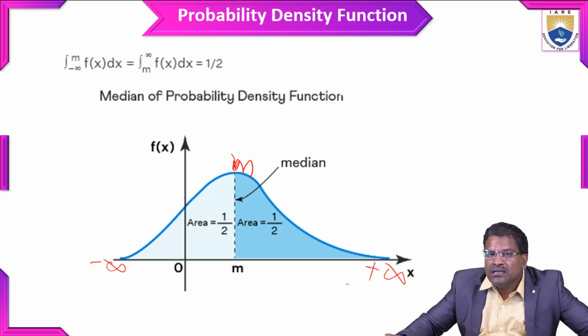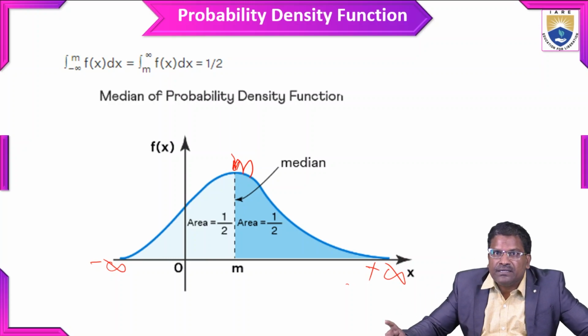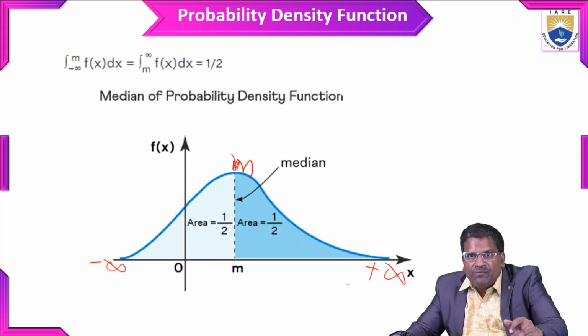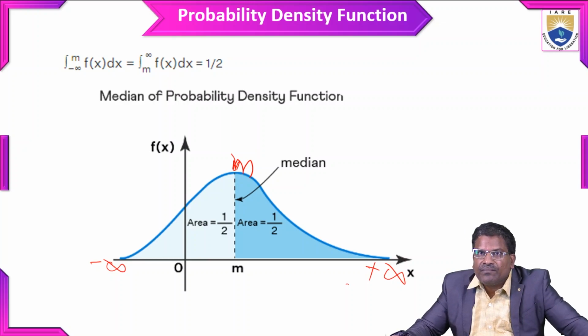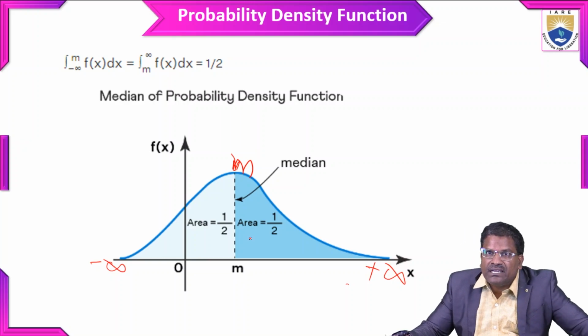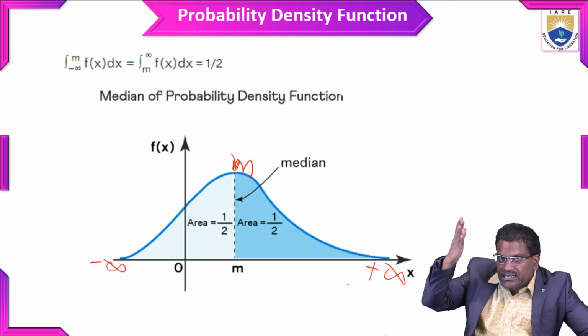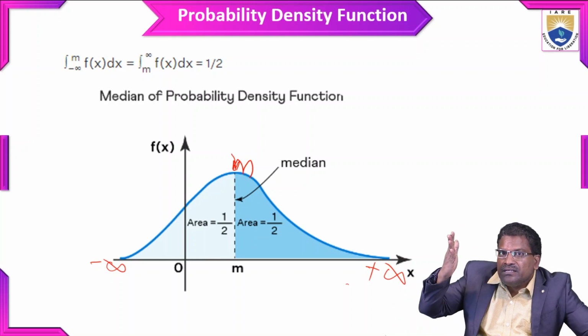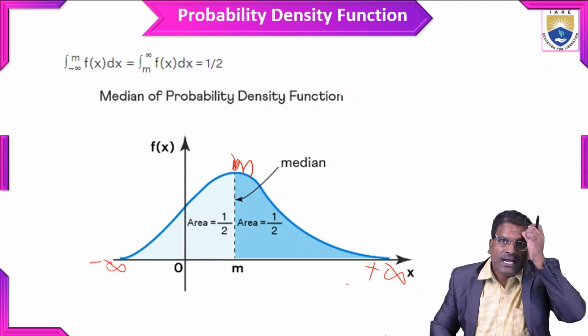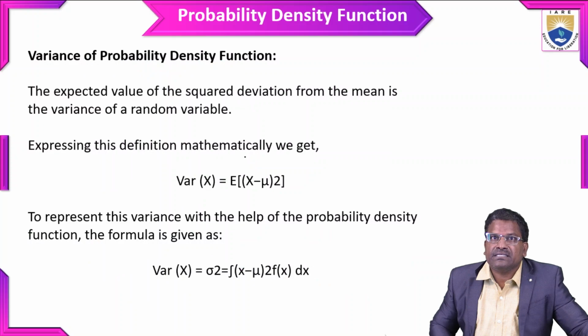So the entire area should be equal to 1. The area from minus infinity to m of f of x dx is equal to the area from m to infinity of f of x dx. This is half. So what is the median? The dotted line shown here is the median graphically. It gives the central value, dividing the area into exactly two halves. Graphically we can understand the median concept like this.